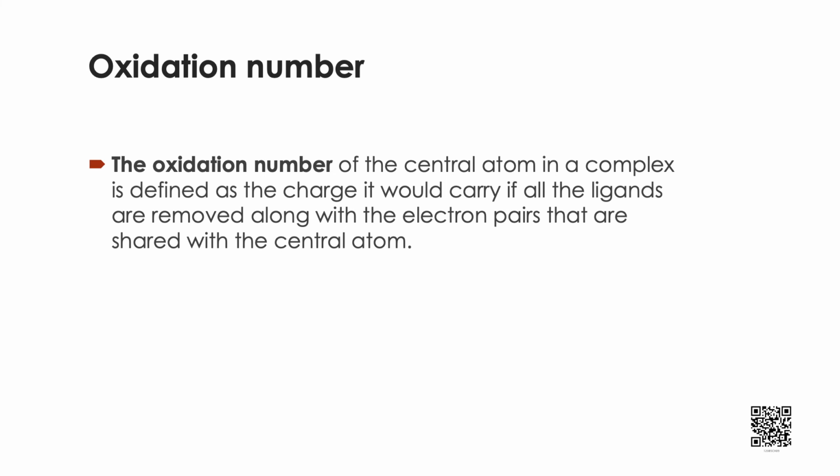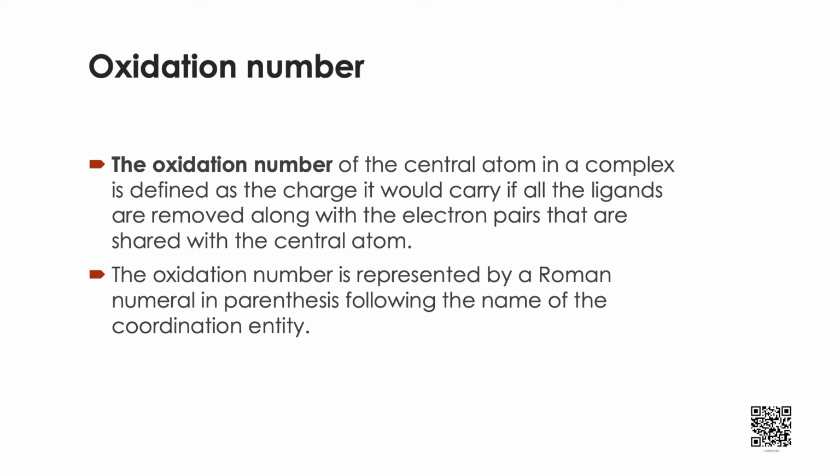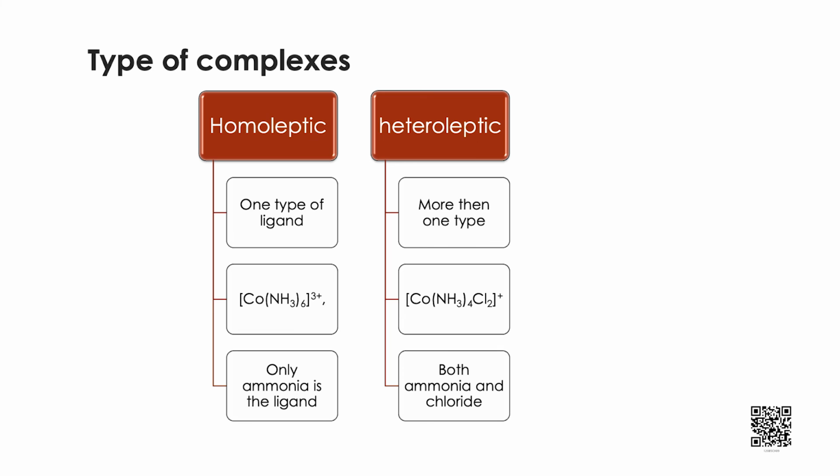The oxidation number of a central atom in a complex is defined as the charge it would carry if all the ligands are removed along with the electron pairs that are shared with the central atom. The oxidation number is represented by Roman numeral in parentheses following the name of the coordination entity. Complexes in which a metal is bound to more than one kind of donor groups, for example tetraamine dichlorido cobalt 3, are known as heteroleptic complexes.